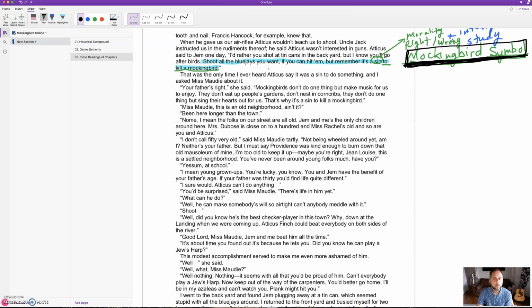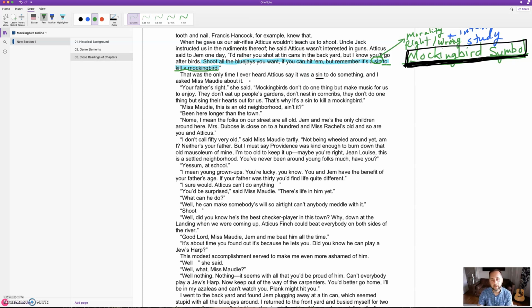"That was the only time I ever heard Atticus say it was a sin to do something, and I asked Miss Maudie about it." So Atticus never uses this kind of sin language, right? He's using more law language and teaching principles and morality. Usually sin is a religious kind of word.